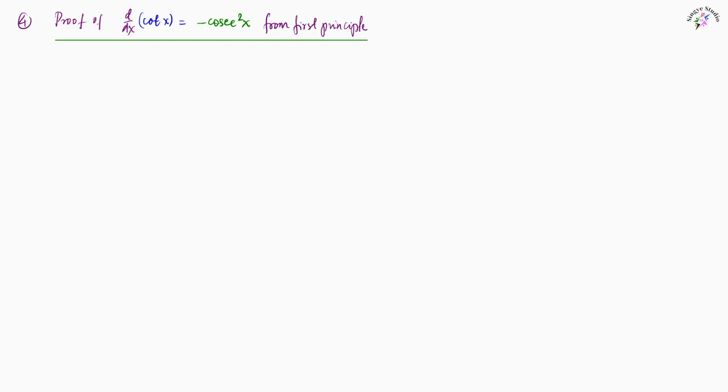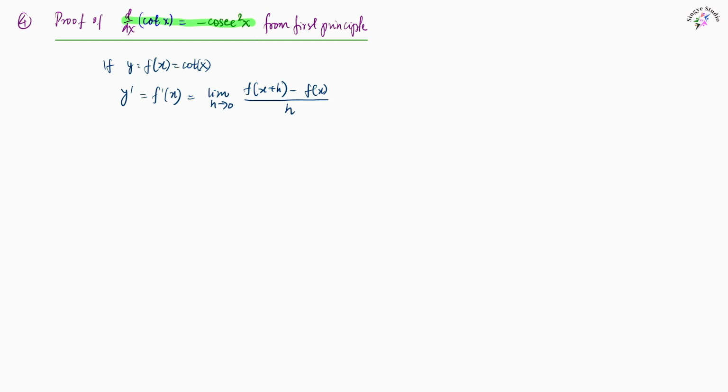Hey guys, welcome back. In this video, I want to prove that the derivative of cotangent x is negative cosecant square x from the first principle. As we know, if we have y equals f of x, here it is cotangent x, then the derivative of y, which is f prime of x, from the first principle can be written as the limit as h tends to 0 of f of x plus h minus f of x, all divided by h, right?